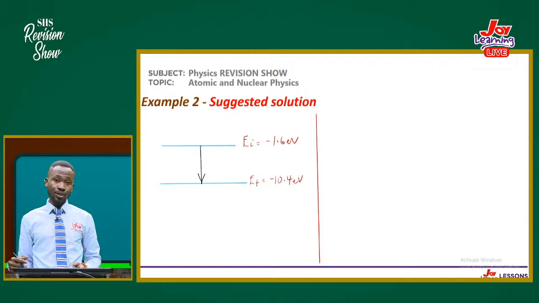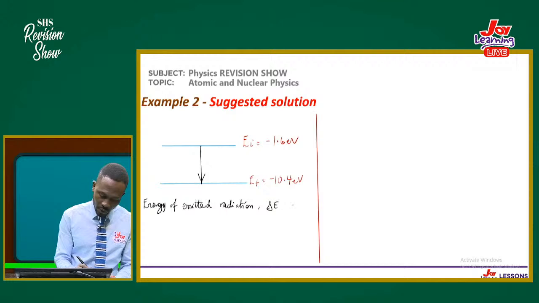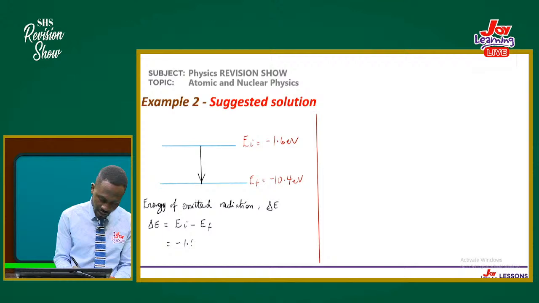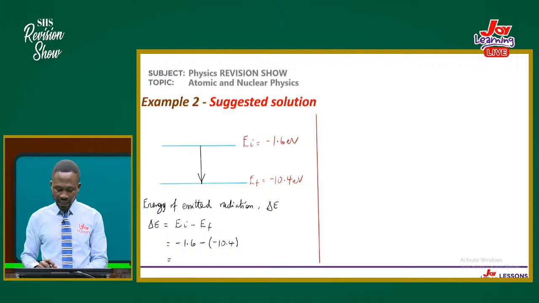Then we are asked to find the energy of the emitted radiation. In other words, the change in energy. So energy of emitted radiation, I'll say change in energy is equal to EI minus EF. We are good to go. So what are EI? I have minus 1.6. Don't forget they are in electron volts. So minus, then minus 10.4. So it becomes minus 1.6 plus 10.4. And that gives us 8.8.